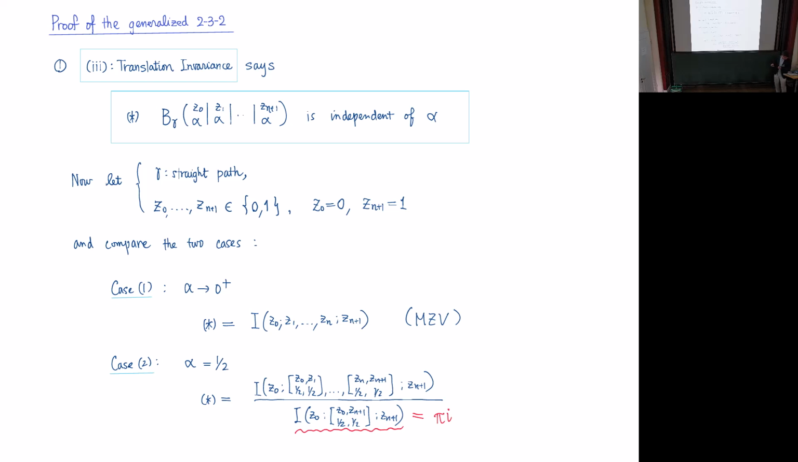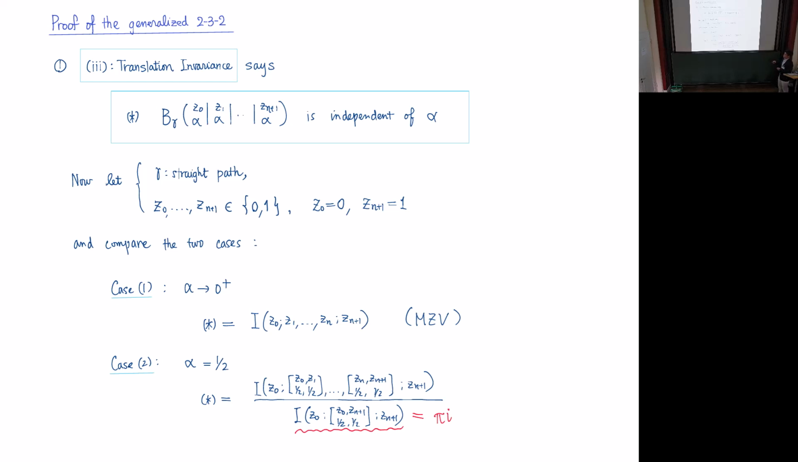And the proof of the generalized version of the 2-3-2 formula goes in this way. So first of all, you have the translation invariance, which says that B_gamma(z_0 up to z_{n+1}) with the same exponent parameters is independent of alpha. And then we consider the case when gamma is a straight path from 0 to 1, and z_0 up to z_{n+1} is either 0 or 1, upstairs. And z_0 to z, this is the initial point of the path, this is the terminal point of the path. And we compare two cases.